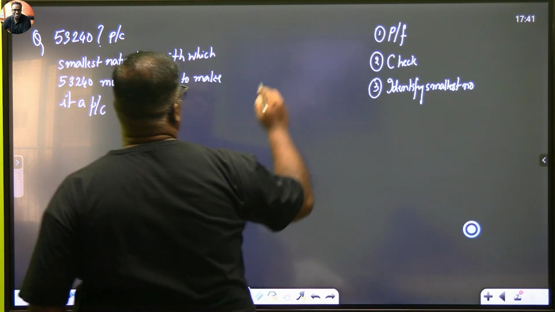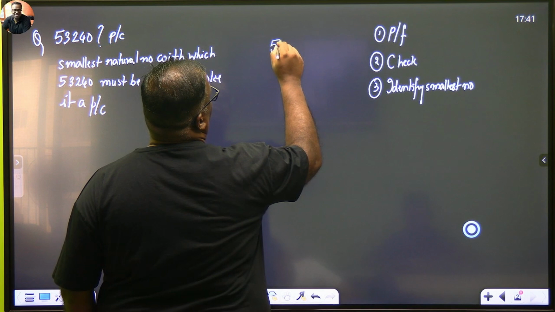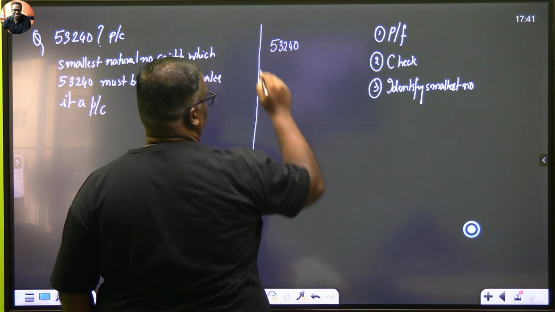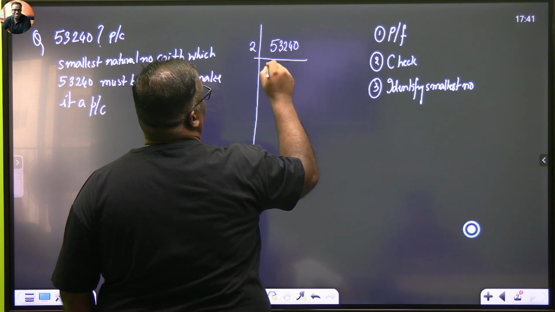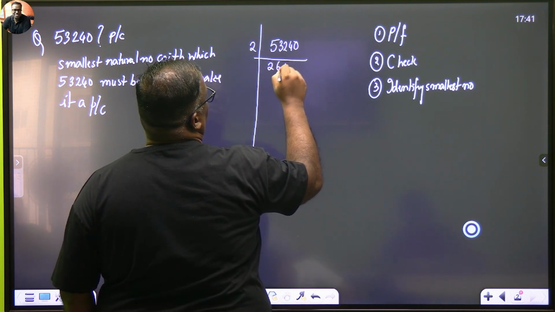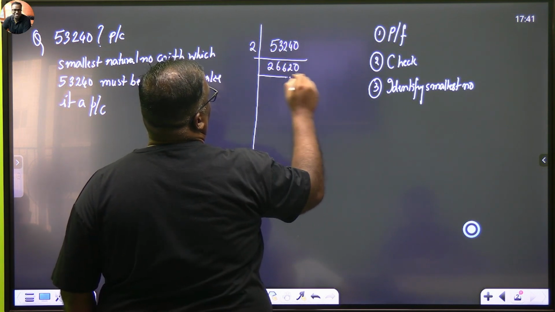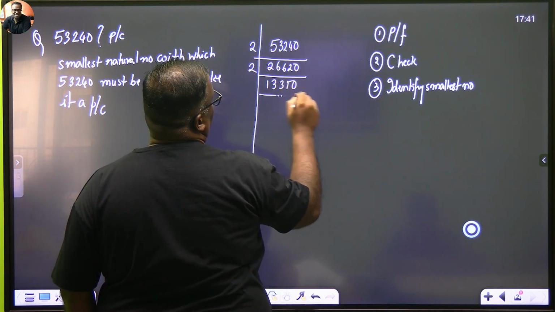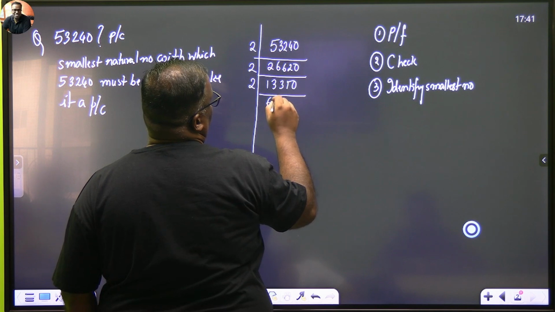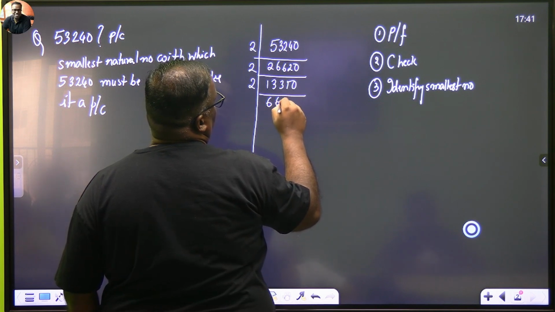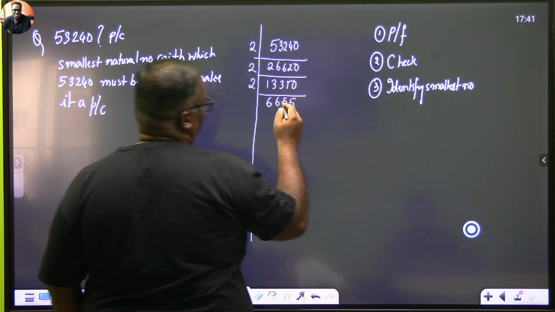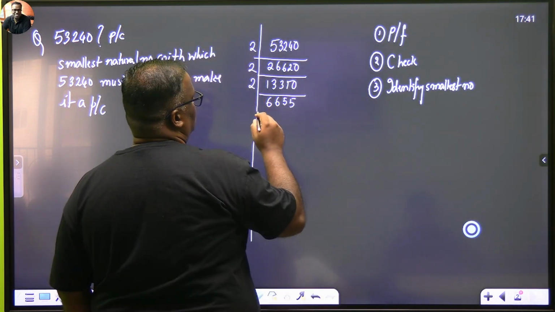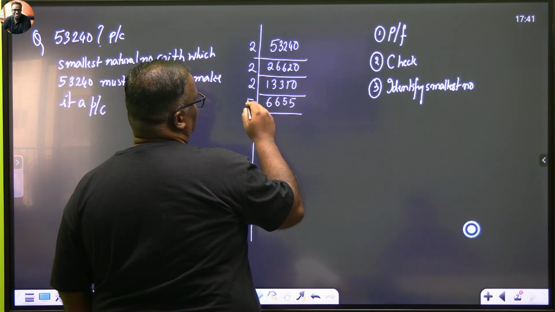Let's check. All of us do together. 53240. Let's do it. Right. 2 13s are 26, 2 3s are 6, 2 1s are 2, 2 6s are 12, 2 6s are 12, 2 5s are 10, and then 5 plus 5 is 10, and 6 plus 6 is 12. 10 plus 12 is how much? 22. So it will not go by 3, it will go by 5 only.